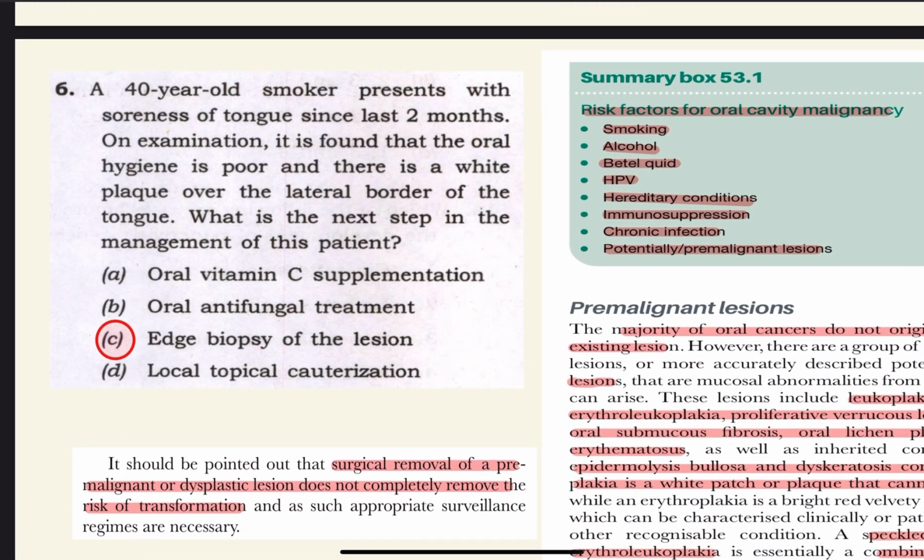A 40-year-old smoker presents with soreness of the tongue since 2 months. On examination, it is found that oral hygiene is poor and there is a white plaque over the lateral border of the tongue. What is the next step in the management of this patient? The risk factors of oral cavity malignancy are smoking, alcohol, betel nut, HPV, hereditary conditions, immunosuppression, chronic infection, and potentially pre-malignant lesions. So this patient was a smoker.